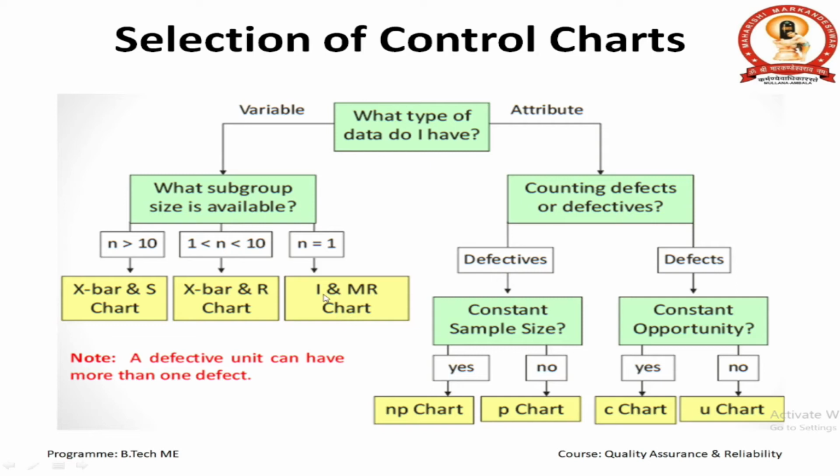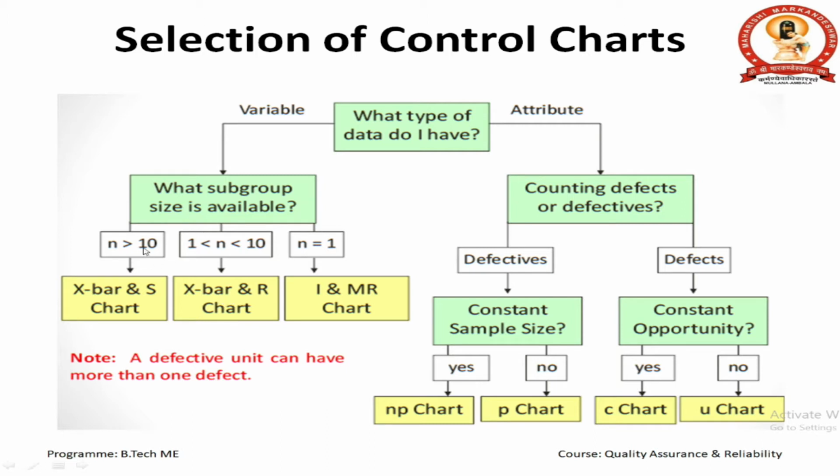chart. So in this we draw individual chart as well as moving range chart. Now similarly, if the subgroup size, or you can say the lot size, is in between 1 to 10, it is greater than 1 but less than 10, then you should go for X bar and R chart. Here we have a mean and range chart.